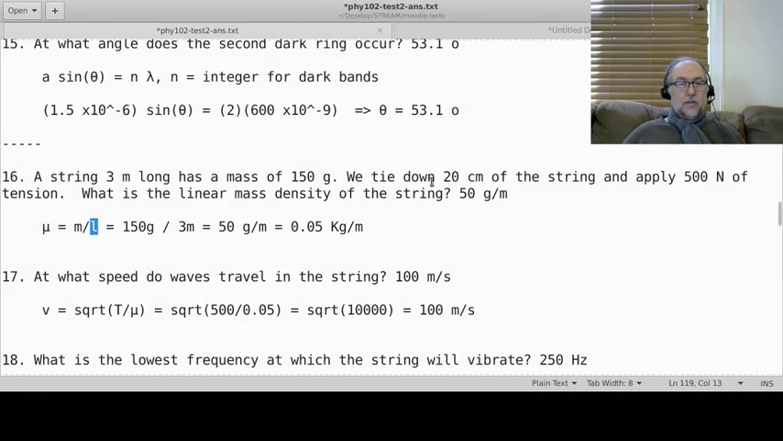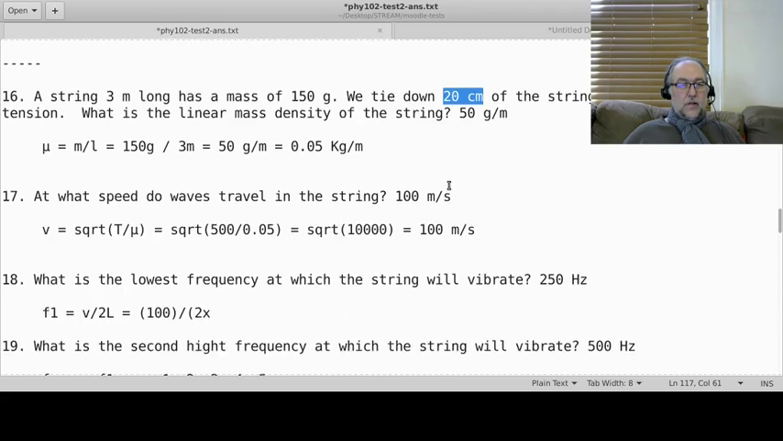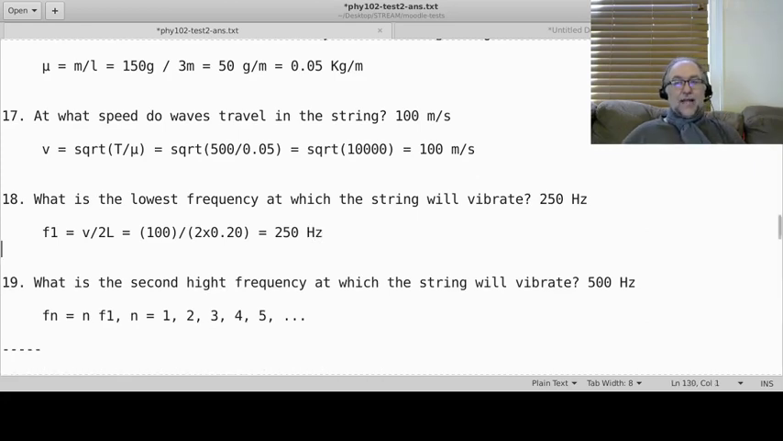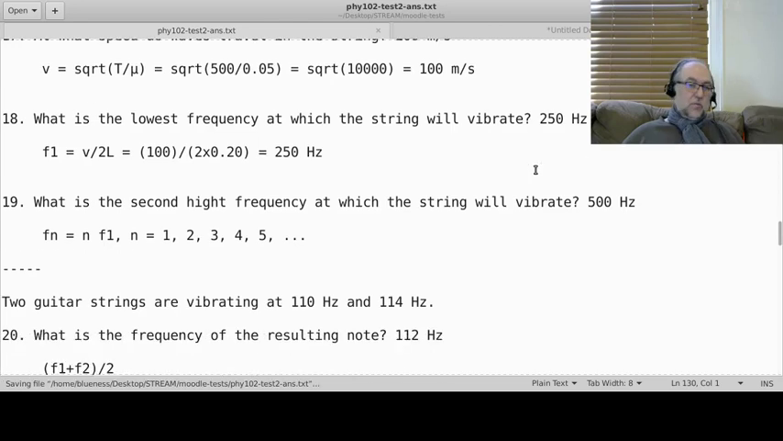Okay, and so let's take that 20 centimeters there and put it right there. But we want to do this in MKS, so you need to convert that to meters. 20 centimeters is 0.2 meters, like that. Okay, and so if you work that out, that gives you 250. And everything is in MKS, so that's per second or hertz, like that. Okay, so that's the lowest frequency at which the string will vibrate.